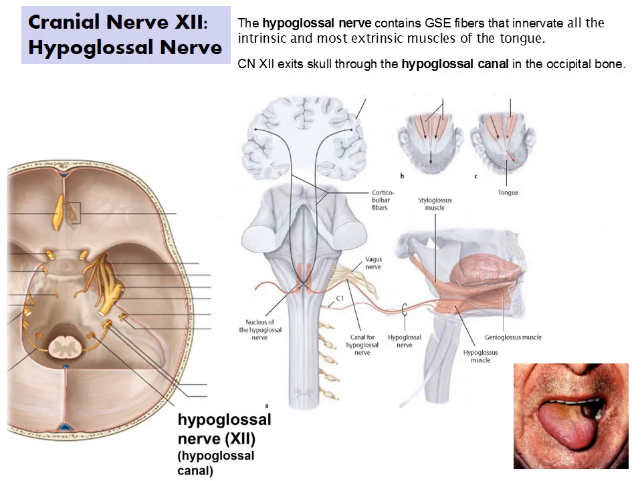So that brings us to cranial nerve number 12, the hypoglossal nerve. As you might imagine from the name, hypoglossal means up underneath the tongue. And so this nerve is going to serve all the intrinsic muscles of the tongue and most of the extrinsic muscles of the tongue.